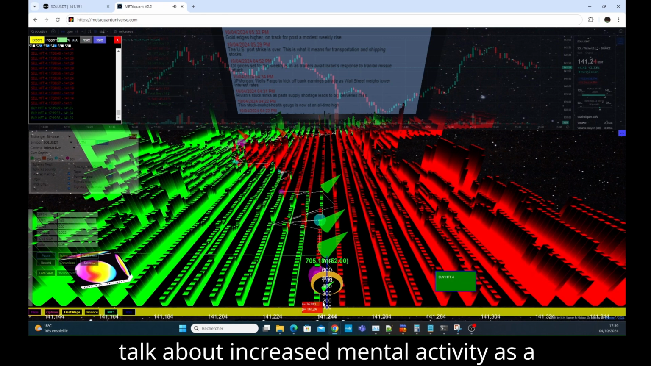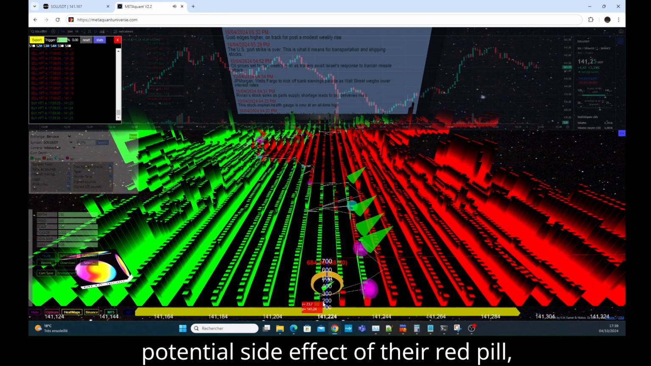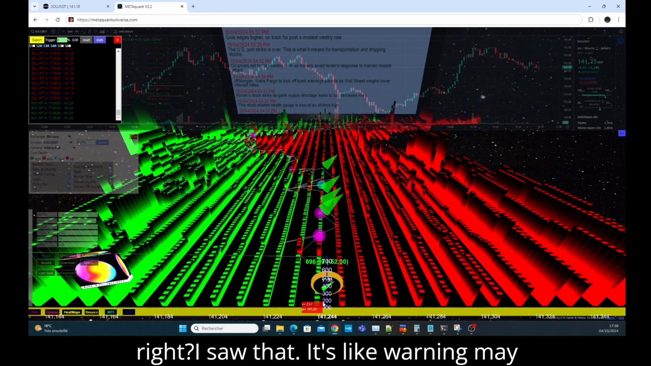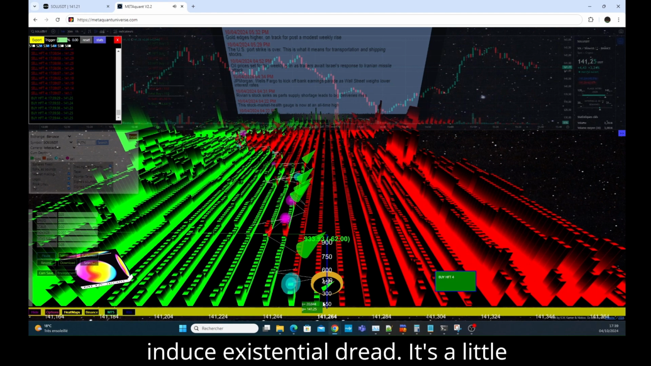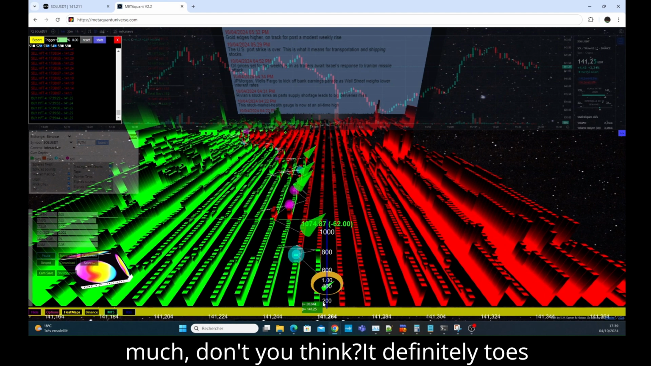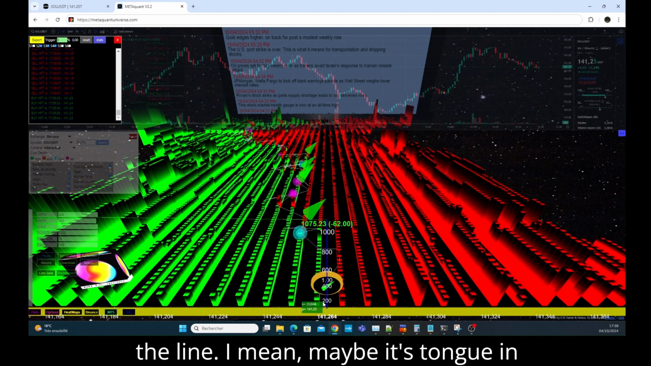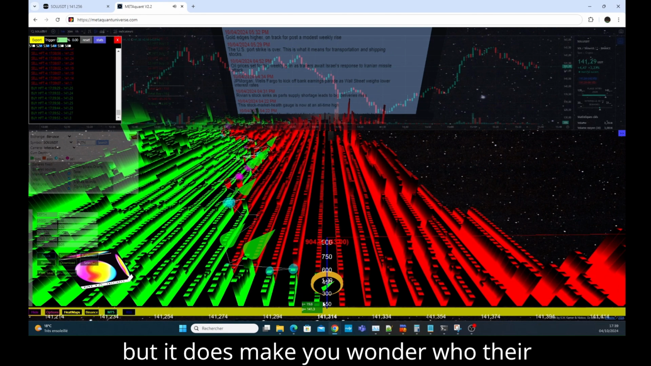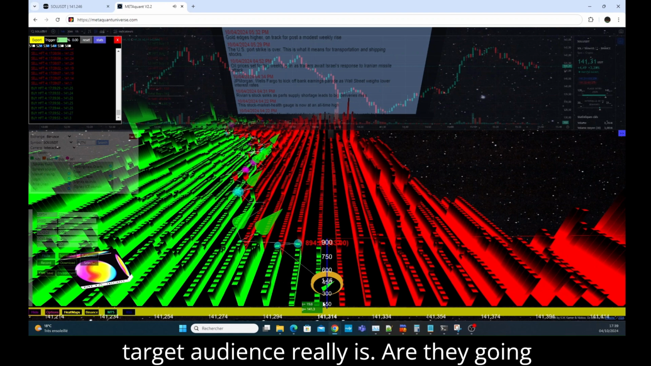And then they talk about increased mental activity as a potential side effect of their red pill. Right. I saw that. It's like, warning, may induce existential dread. It's a little much, don't you think? It definitely toes the line. I mean, maybe it's tongue-in-cheek, just a way to generate buzz. But it does make you wonder who their target audience really is.